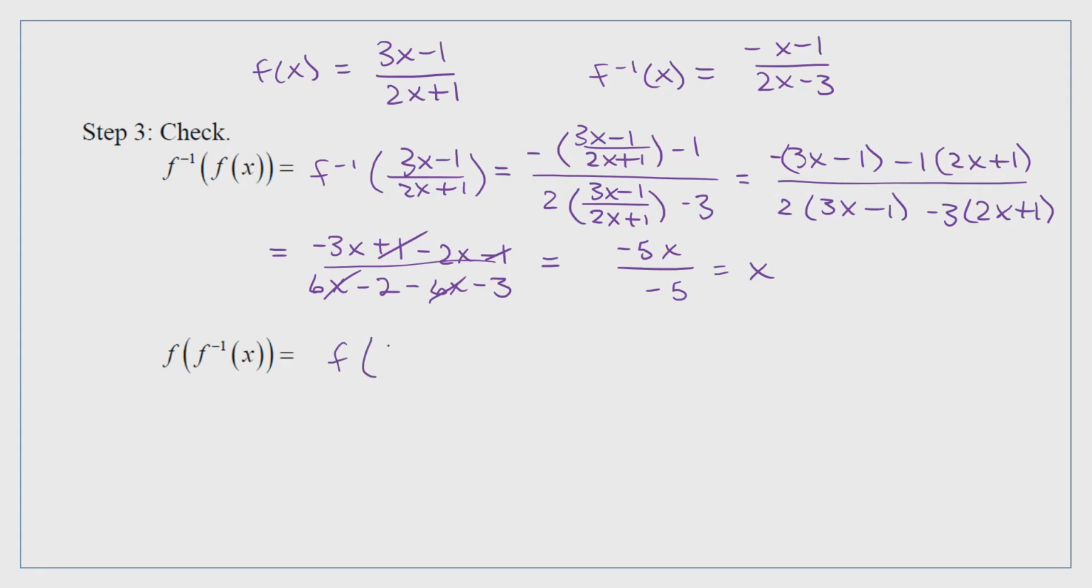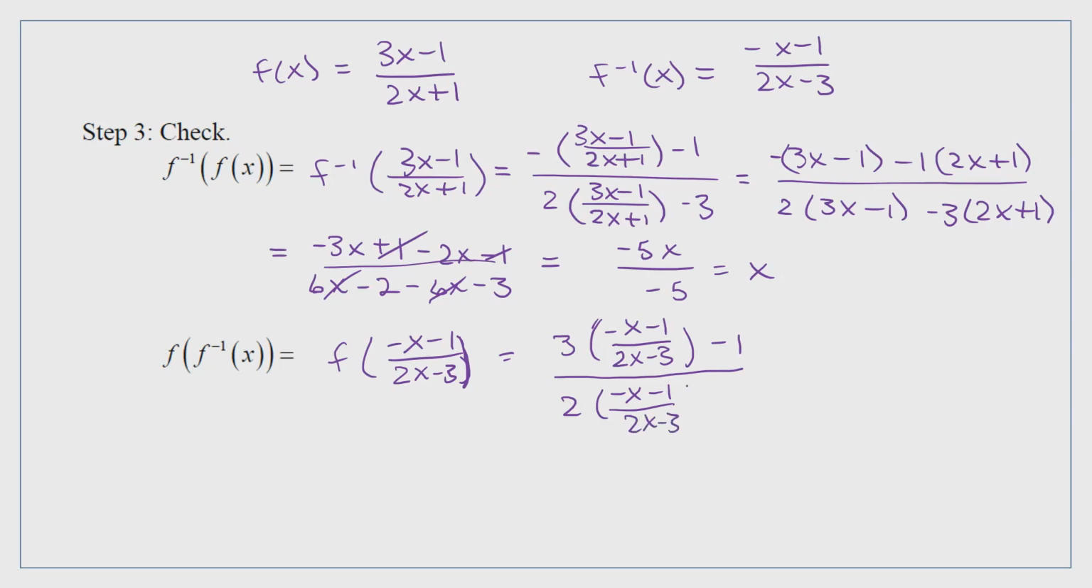So the inverse function is negative x minus 1 divided by 2x minus 3. So we're going to substitute that into the f of x function. So that would be 3, and this is in whole parentheses. Okay, 3 times negative x minus 1 divided by 2x minus 3 minus 1. And then 2 times negative x minus 1 over 2x minus 3 plus 1.